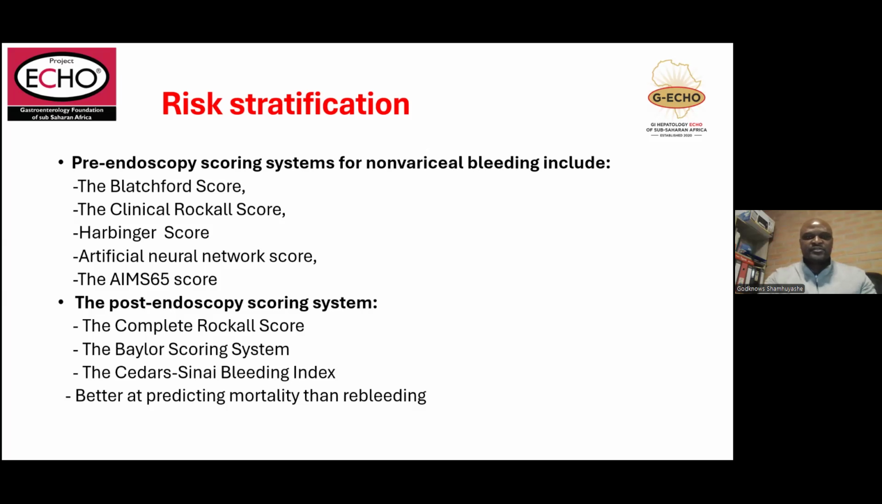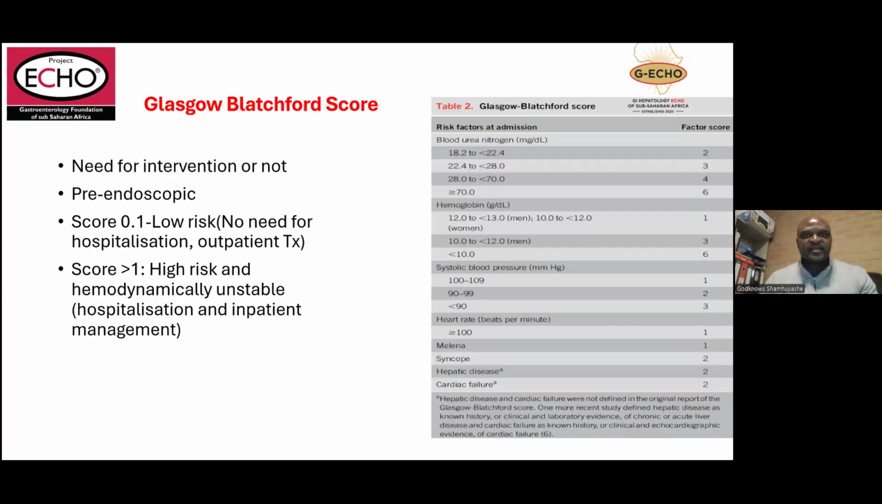But the most common one which we use is the Glasgow-Blatchford score, of which the risk factors you check at admission are the patient's urea, hemoglobin, the systolic blood pressure, the heart rate, whether they have melena, whether they are symptomatic, whether they have a syncope or not, or also the presence of other systemic diseases like hepatic diseases or cardiac failure. So your assessment gives you an idea of whether you need an intervention or not.